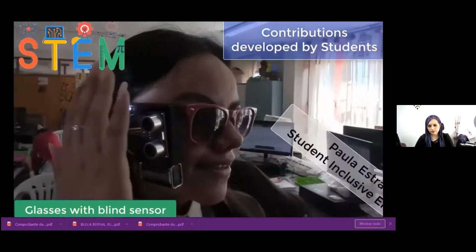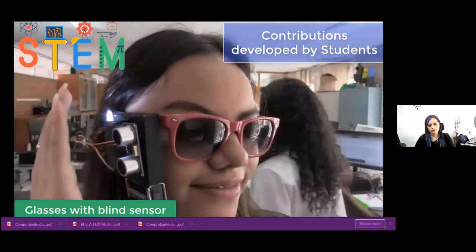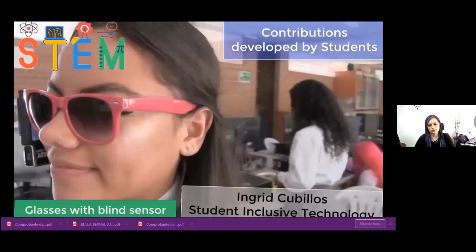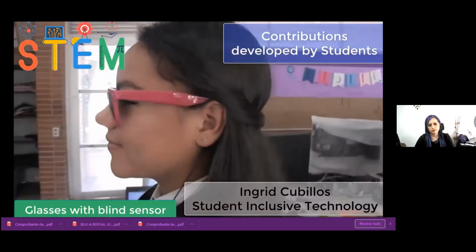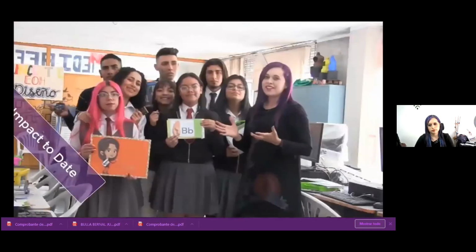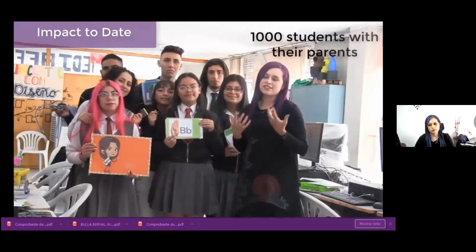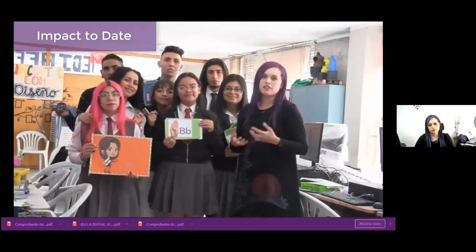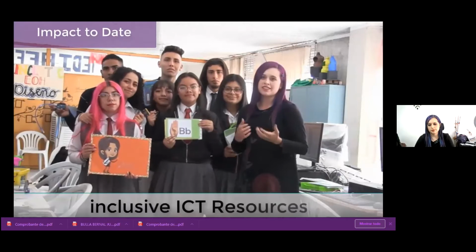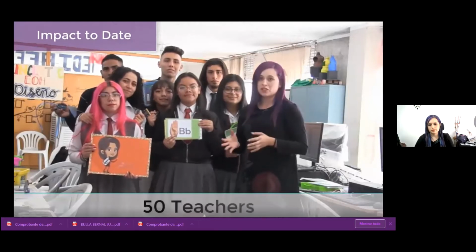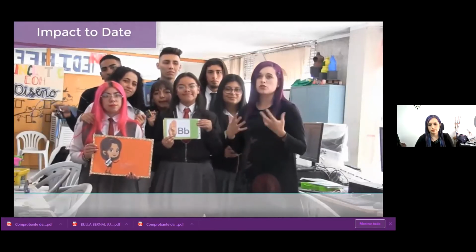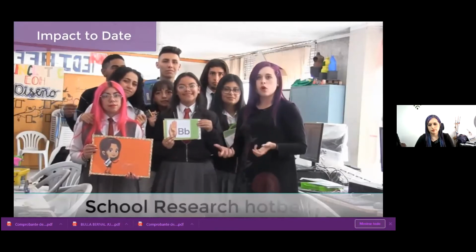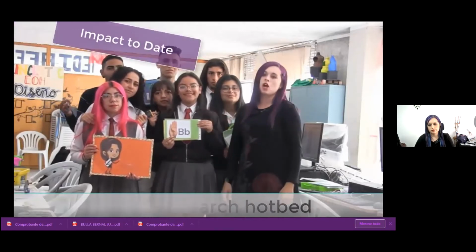For people with blindness, the cane is strengthened using glasses that integrate a sensor to give information to the person about proximity up to the height of his face, since the cane doesn't reach that detection range. Currently, a group of 1,000 students is impacted, with their parents benefiting from inclusive ICT resources, 50 teachers and 50 student leaders who support classroom construction through our school research hotbed.